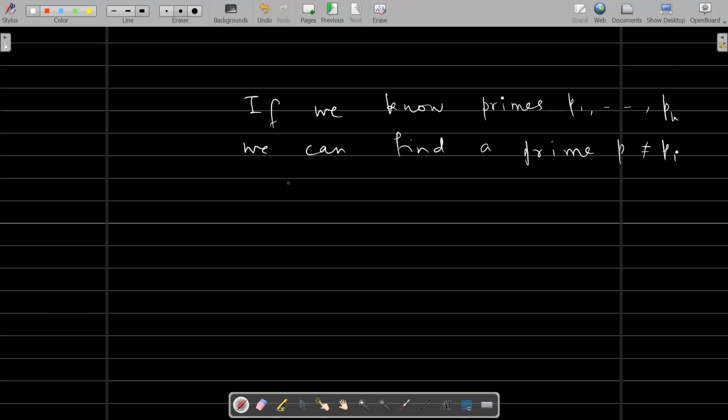And this leads to essentially what? So if I know one prime, I can find a second prime. If I know two primes, I can find a third prime. If I know k primes, I can find a k plus first prime. And essentially this implies there are infinitely many primes, right?